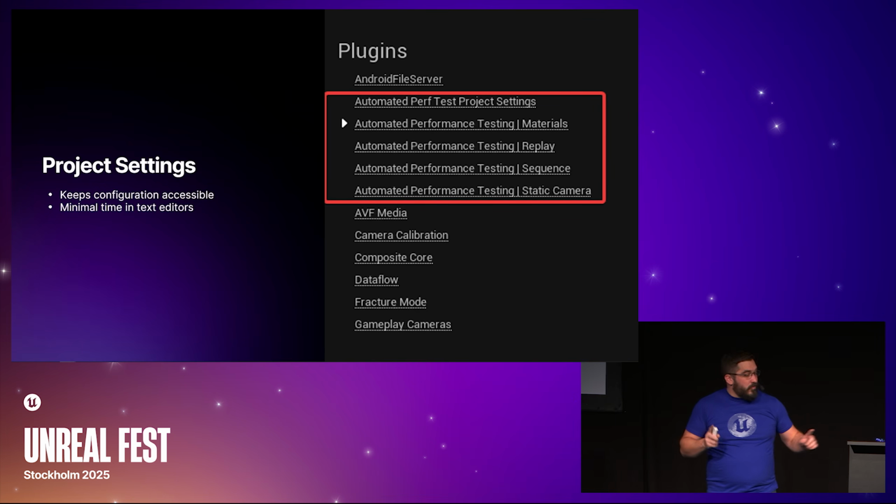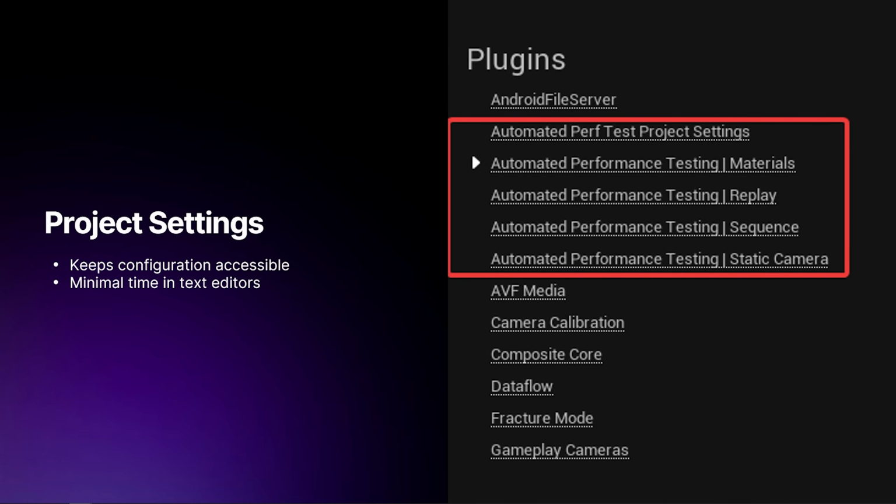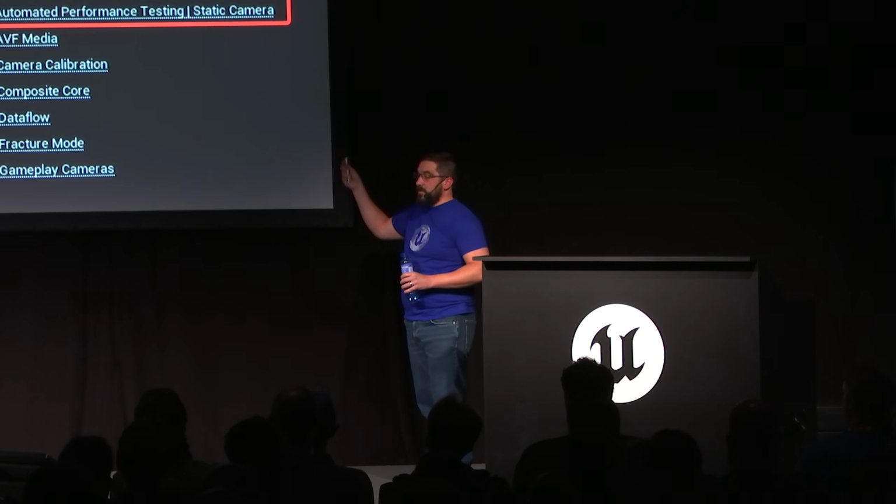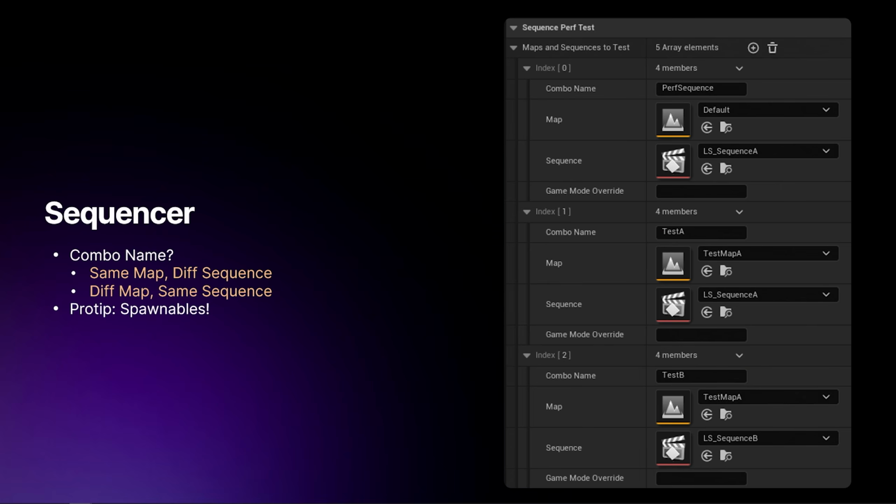And one of the things that was really important, another kind of like, again, this is for tech artists. This is not for like the most technical people. I wanted to move some of the configuration into project settings so that I could keep it accessible. I didn't want you to spend a whole lot of time in text editors. So each of these test controllers has its own section in project settings. Sequencer, this one I kind of have to explain.